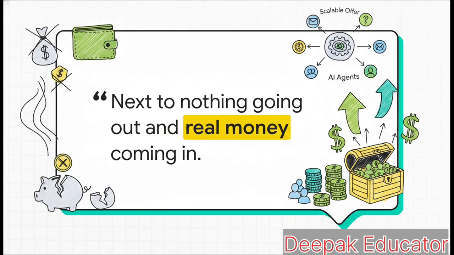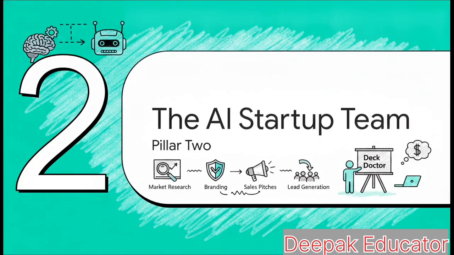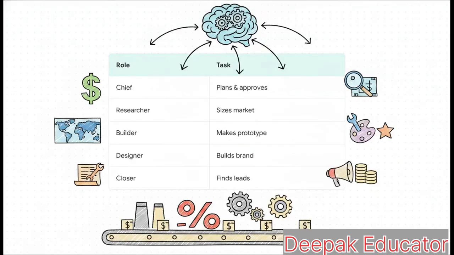Moving right along to pillar 2, the AI startup team. Having a product is great for sure, but a thriving business needs research, it needs branding, it needs sales. Instead of hiring an entire department, let's look at a pitch deck service called Deck Doctor. This operates just like a multi-agent assembly line. Instead of relying on just one AI trying to do every single thing, you have a senior chief AI.